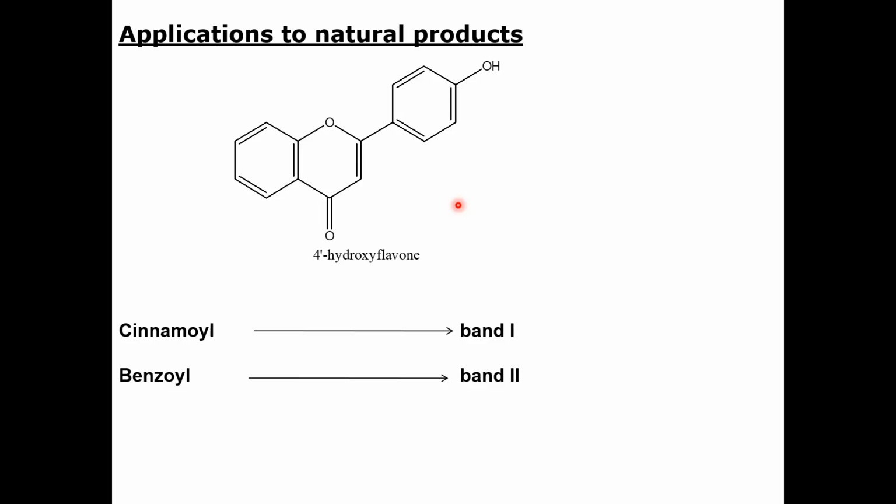One additional application for UV spectroscopy in the field of natural products is the use of UV lambda max to conclude or obtain the substitution pattern of a flavonoid molecule. Flavonoid molecule, as you can see, is a 2-aryl benzopyrone or 2-aryl chromone.